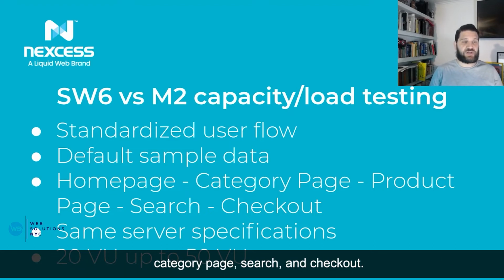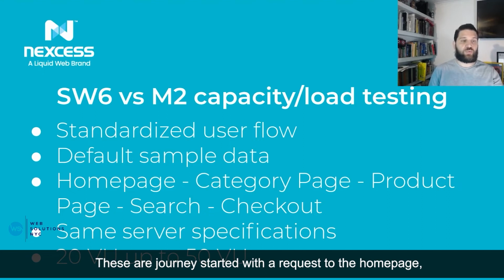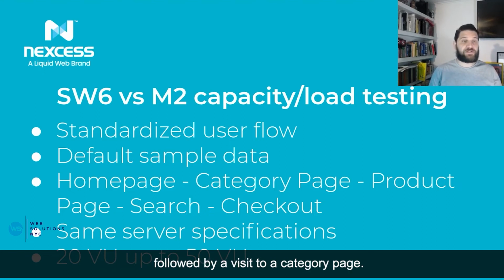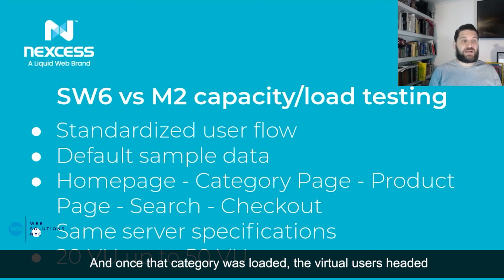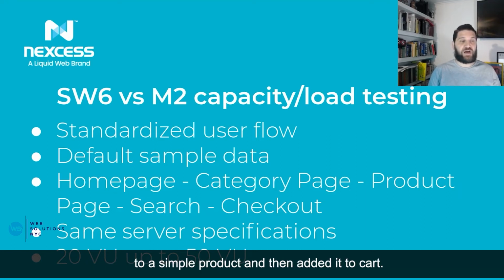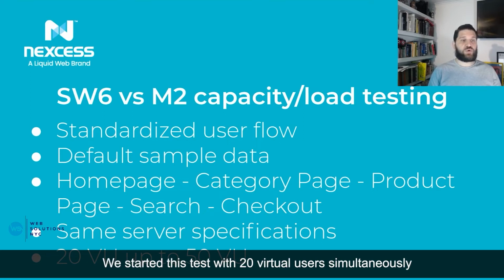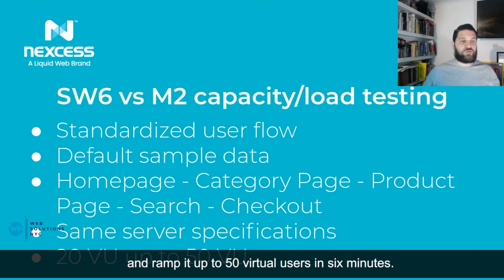The user journey started with a request to the homepage, followed by a visit to a category page, and once that category page was loaded, the virtual users headed to a simple product and then added it to cart. Once the add to cart was ready, virtual users searched for a configurable product, visited the product page, and added it to cart again. With these two products added to the cart, a last request was made for the checkout page. We started this test with 20 virtual users simultaneously and ramped it up to 50 virtual users in 6 minutes.